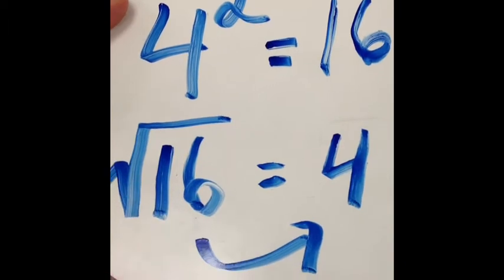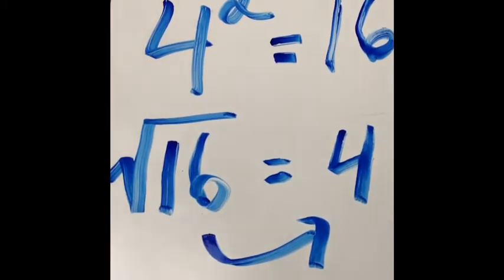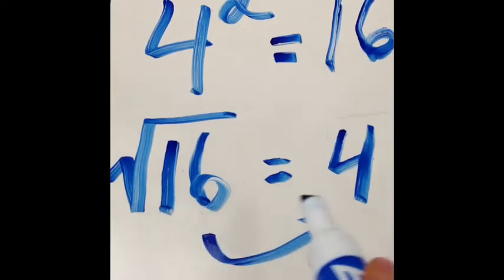So these are opposite operations, or inverse. 4 to the second power is 16. But if I wanted to go backwards and say, what's the square root of 16? What number times itself is 16? I would get the answer of 4.